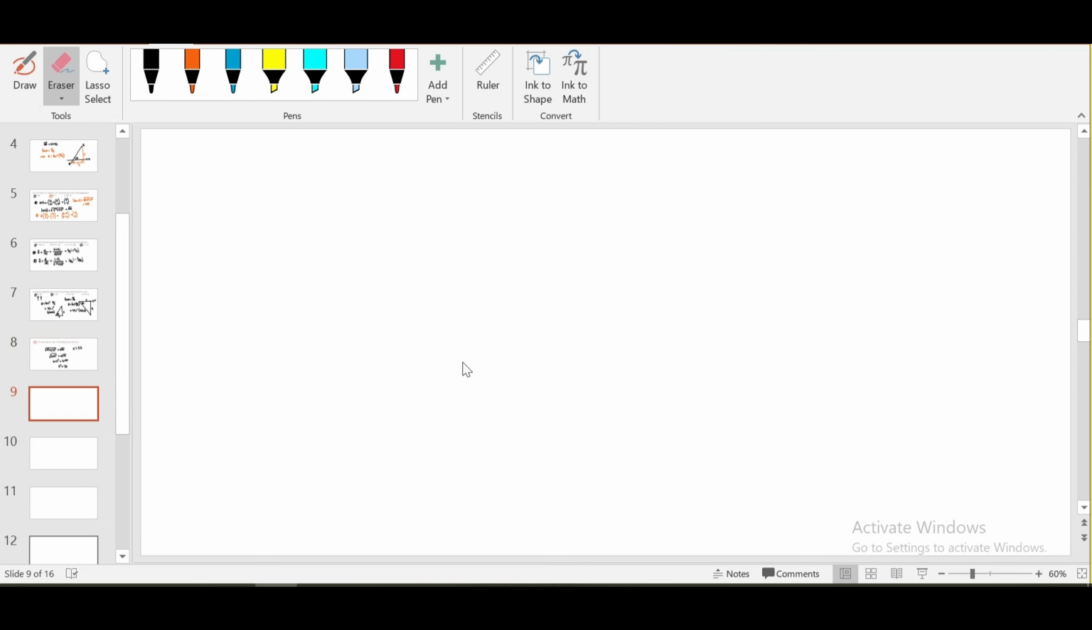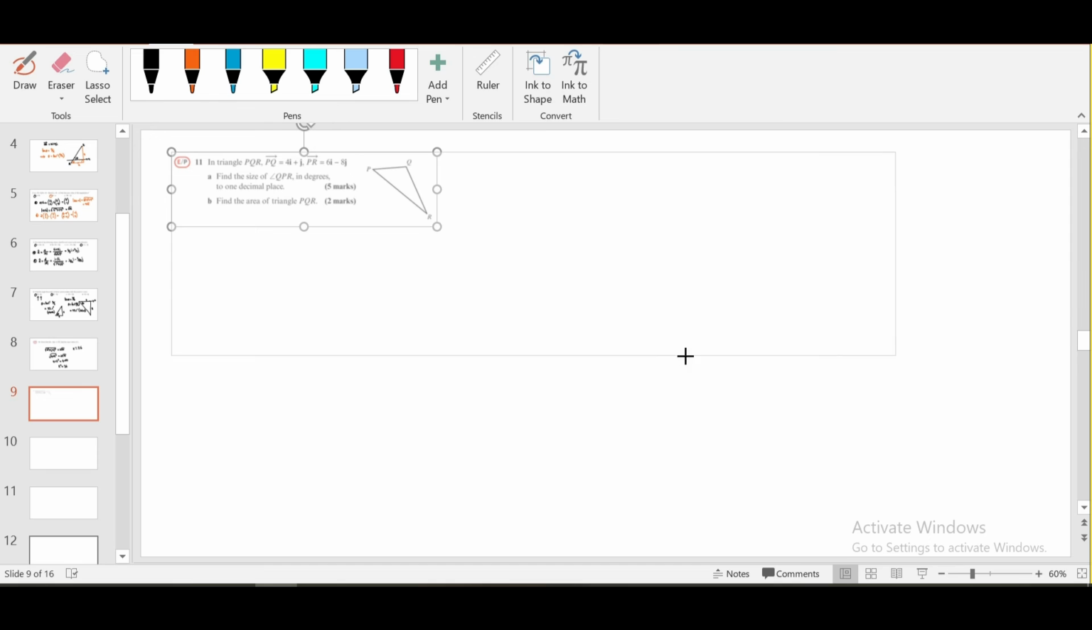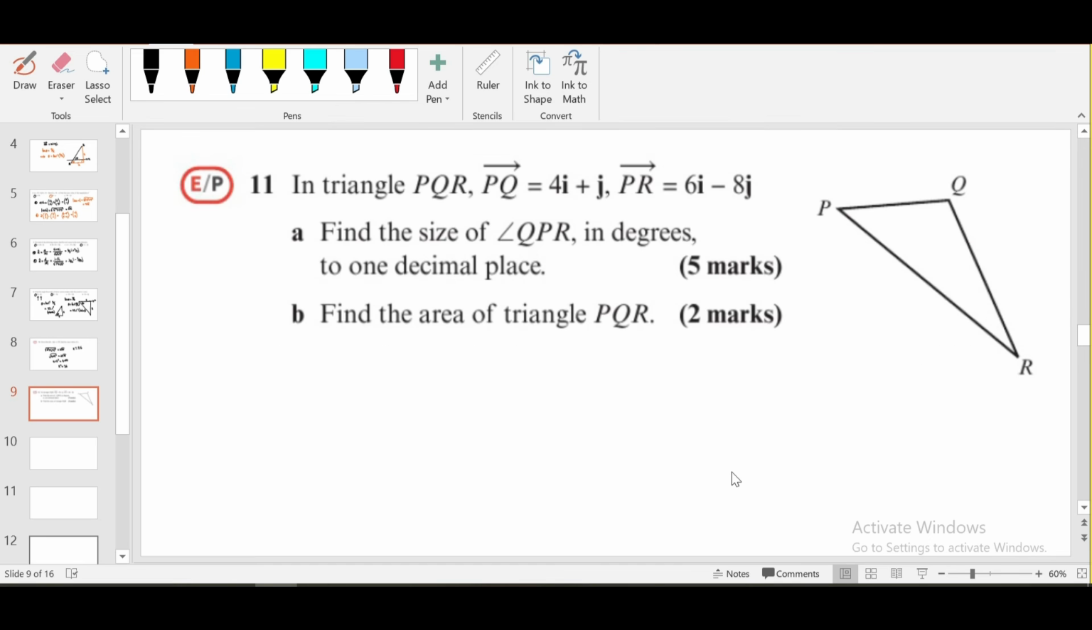I'm taking one last question from this exercise, question number 11. If you look at the marking scheme of this question, you are going to get a headache actually. So don't look at the marking scheme. Let's just apply whatever we have learned so far. They want you to find the size of the angle QPR. This angle, right? I'm going to take it as theta.